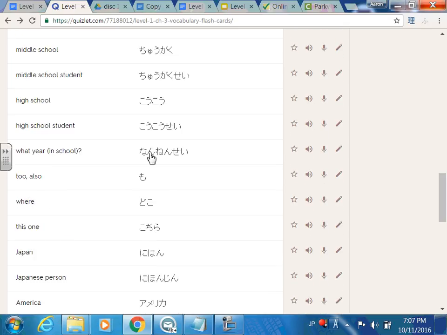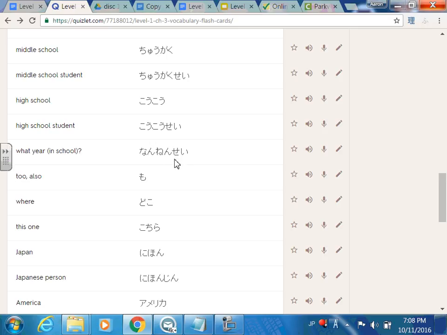We will also see a lot of questions in this chapter using the word nan, which means what. So literally this year, or this term means what year. Nan ninsei desu ka is how you ask someone what grade they are in. And then you answer by giving a number. Ichi nensei desu, ni nensei desu, san nensei desu, yon nensei desu.